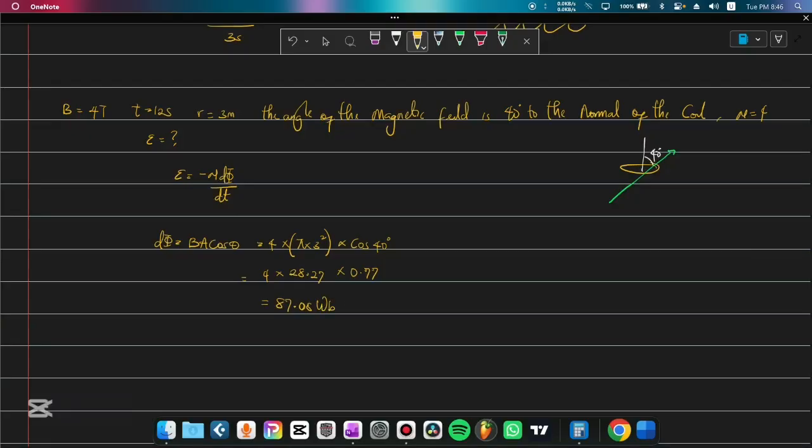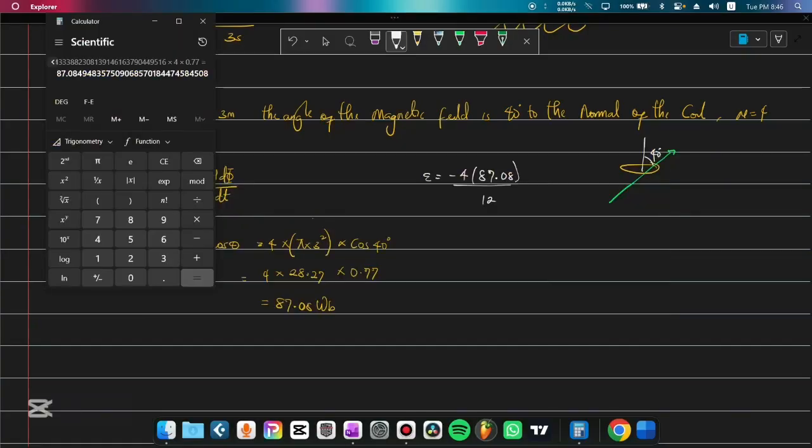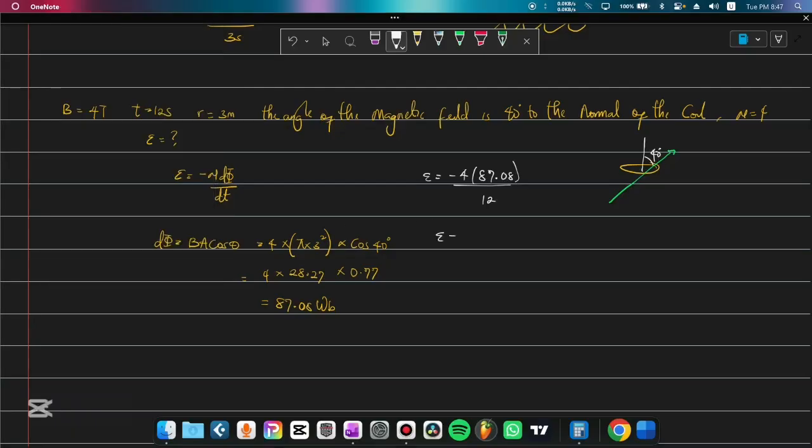So this is our change in magnetic flux. Then we can use that to find our induced EMF, which is equal to negative N times the change in magnetic flux divided by the change in time. What is our N? 4, the number of turns. What is the change in magnetic flux? It's 7.08 Weber, divided by, what is our change in time? 12 seconds. So we are going to put that into our calculator: 7.08 times 4 divided by 12. Therefore, our induced EMF is equal to 29 volts. Is that understood? And that is under Faraday's law of electromagnetic induction.